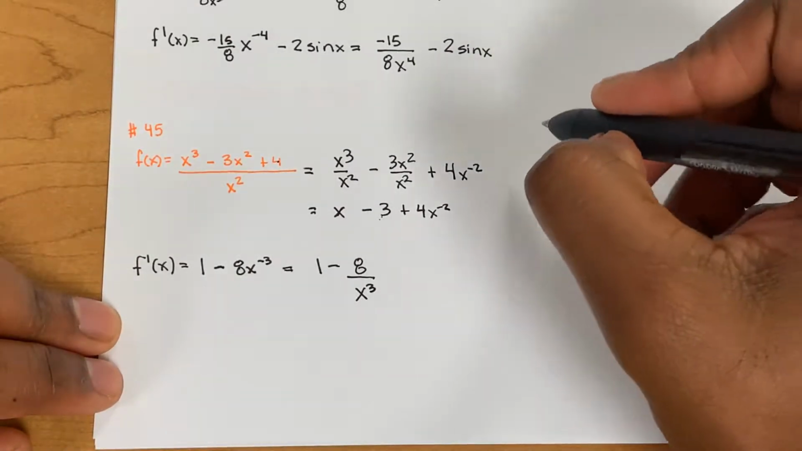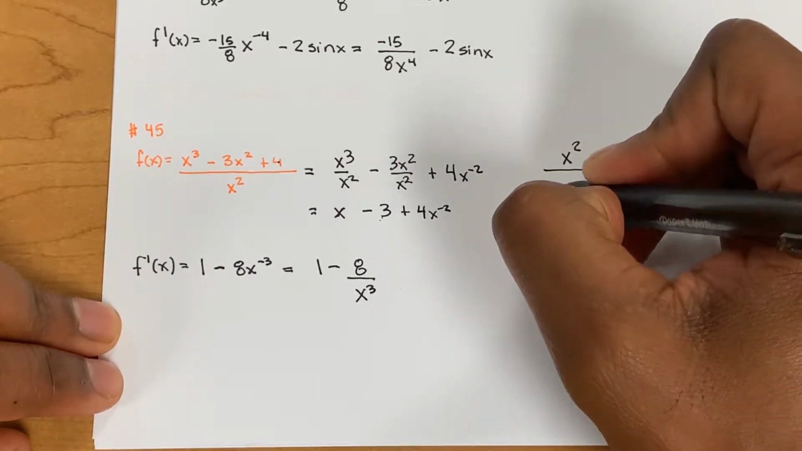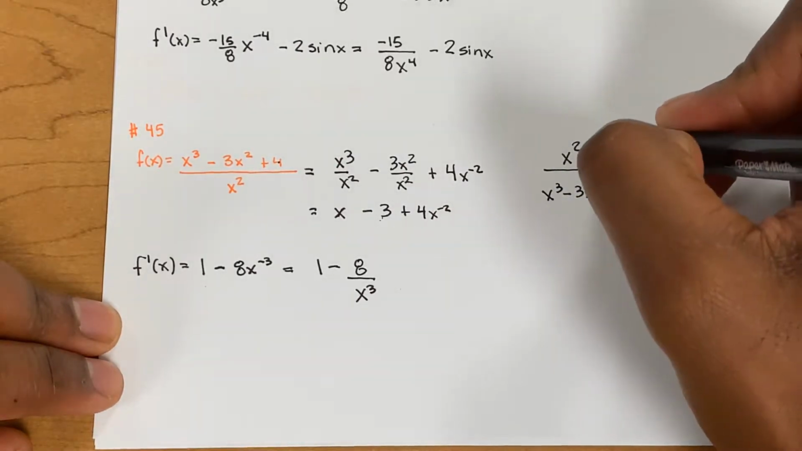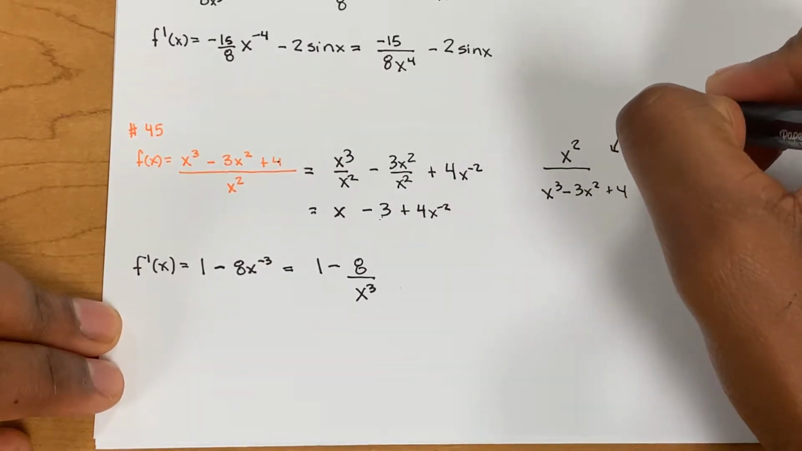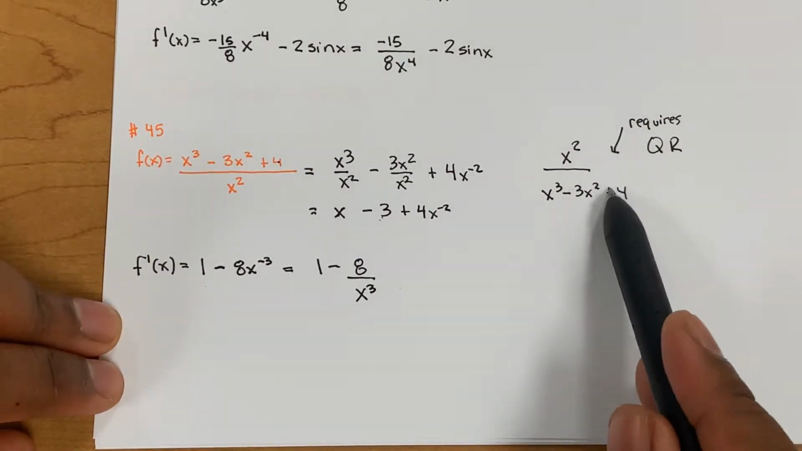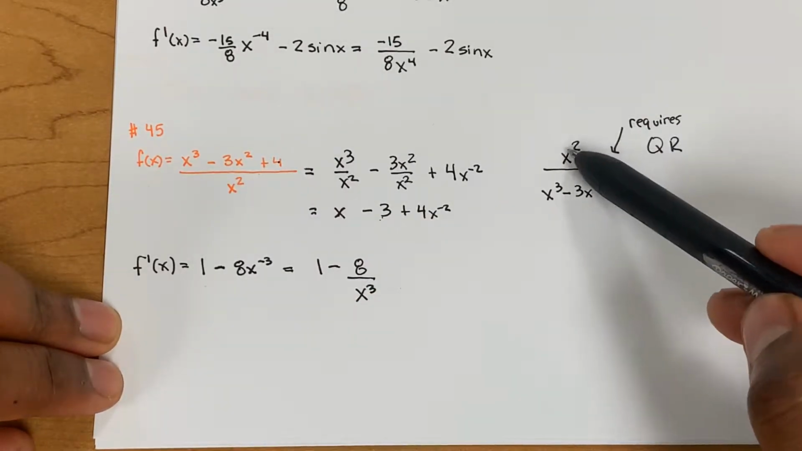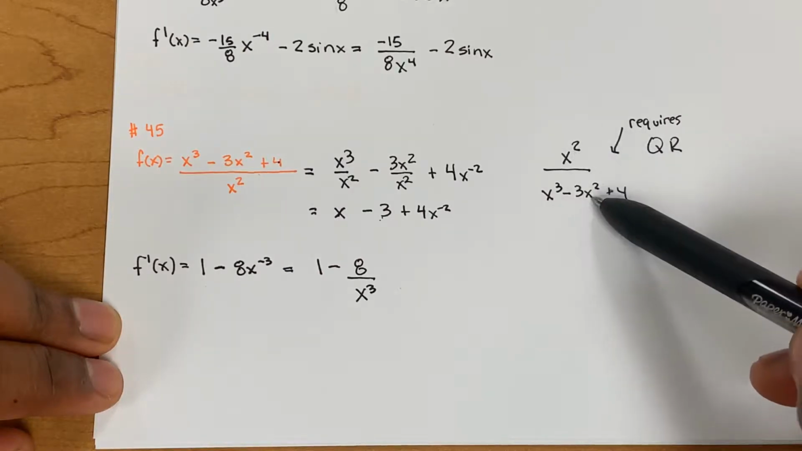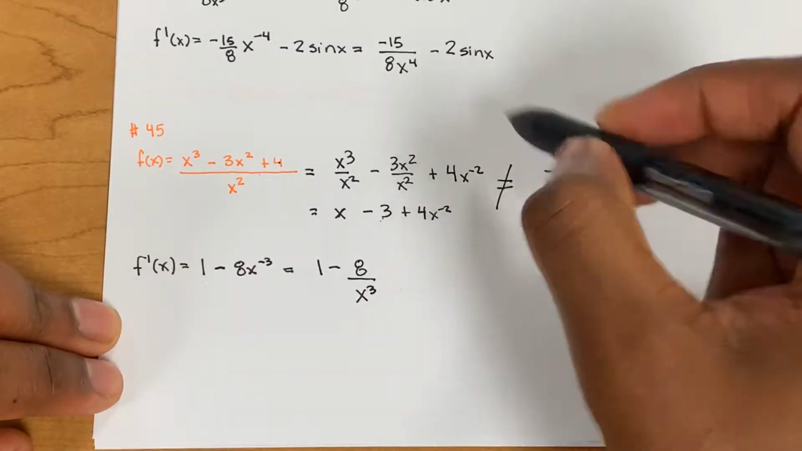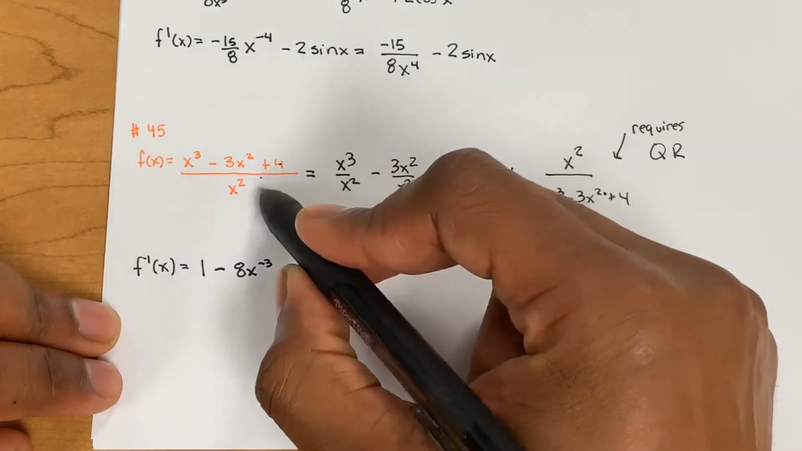That's different if we flip this around where we have x squared over x cubed minus 3x squared plus 4. This requires the quotient rule. This expression requires the quotient rule. This one does not because we can simplify. We can't say x squared over x cubed minus x squared over 3x squared plus x squared over 4. We can't do that. So these two are not equal. These are equal. These two are not equal. Requires quotient rule, does not require quotient rule.